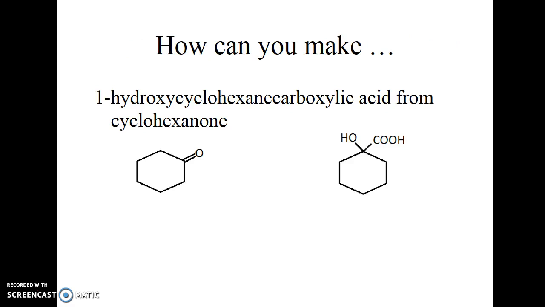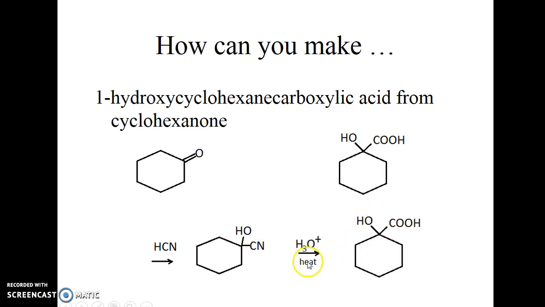How can you make 1-hydroxycyclohexane carboxylic acid from cyclohexanone? Well, if you look at this, you can see this is an alpha hydroxy acid. That alpha hydroxy acid should make you think of the cyanohydrin. How do we form the cyanohydrin? By treating cyclohexanone with hydrogen cyanide. Now, how do I go from the cyanohydrin to the alpha hydroxy acid? Well, I just cleave it. I hydrolyze the nitrile with acid, and it gives us this.